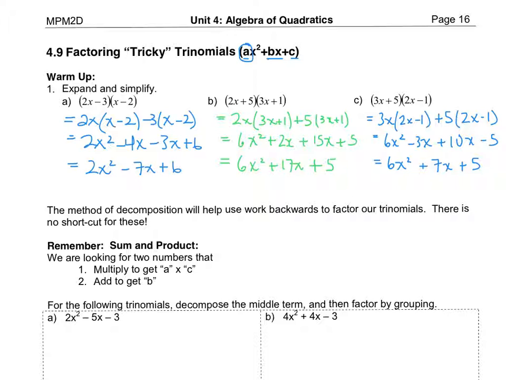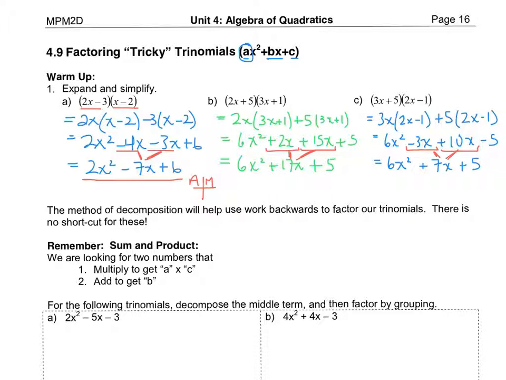Based on what we talked about yesterday, when we started with an answer like this and wanted to work it backwards into its factored form, a bracket times a bracket, we were looking for 2 numbers that would add to the middle term. So for example, the minus 7x comes from the sum of a minus 4x with a minus 3x. And likewise, this plus 17x comes as a sum of plus 2x and plus 15x. And this plus 7x here is the sum of the minus 3x with the plus 10x.